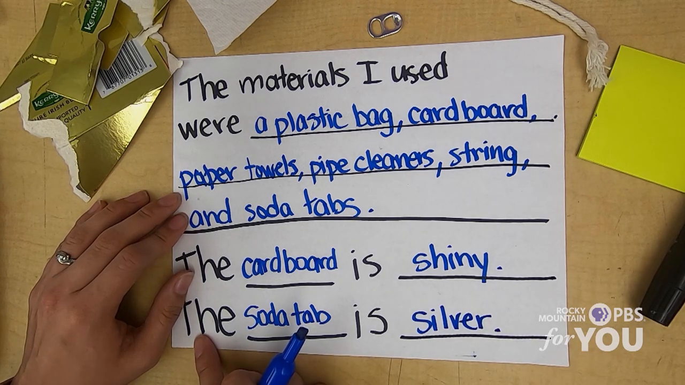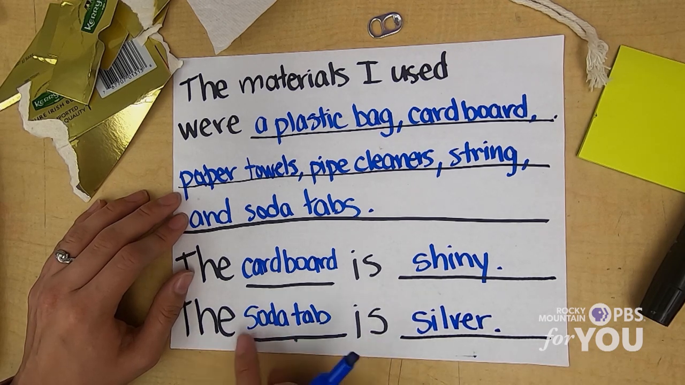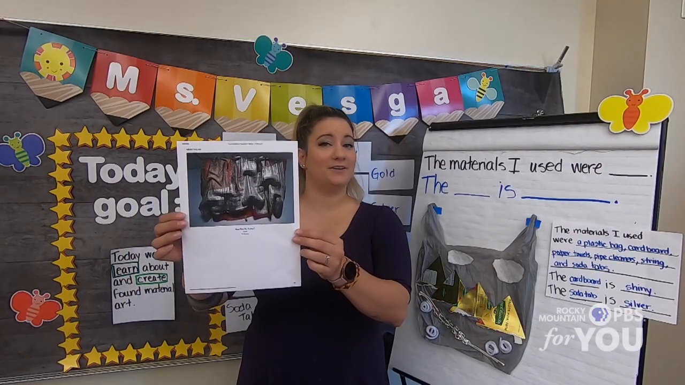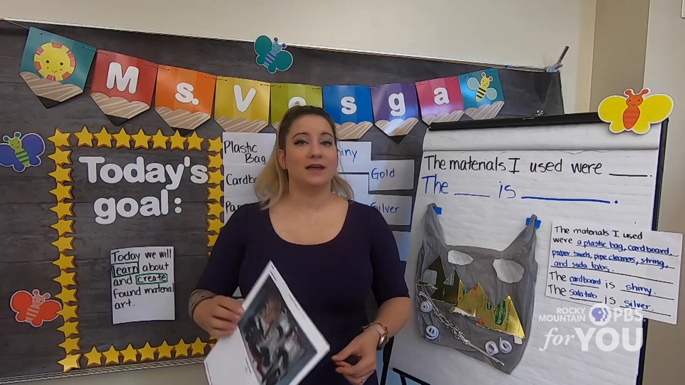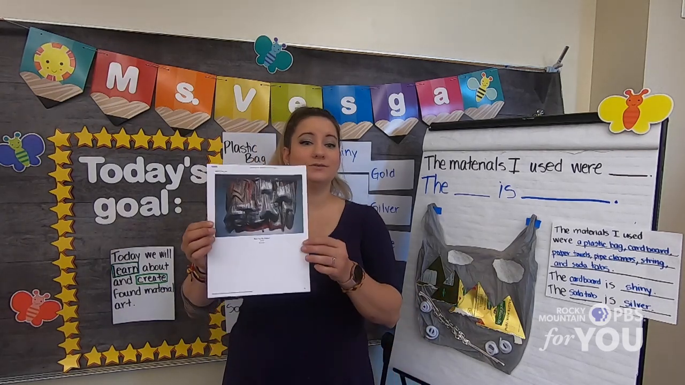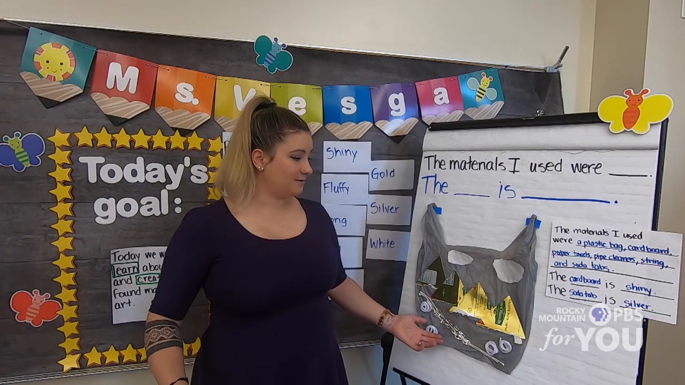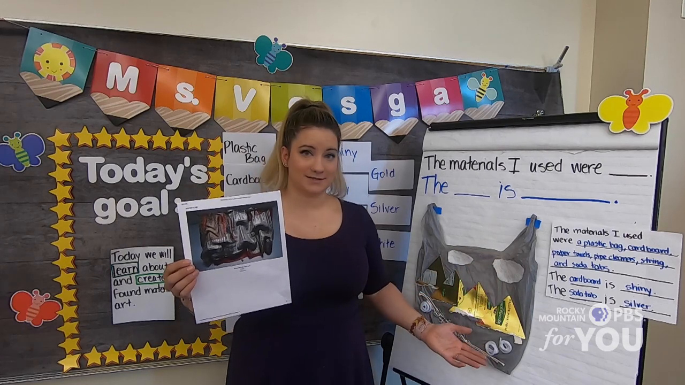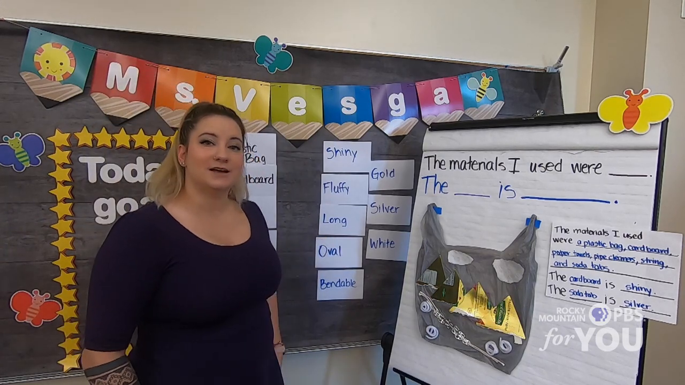Let's read it together one more time. The soda tab is silver. And now it's your turn. Very nice. Friends, thank you so much for joining me today. We learned a lot about El Anatsui's Rain Has No Father. We let it inspire us to create our own found materials art. He used different materials that he found to create his art, and we did the same thing. He was inspired by the Rocky Mountains, and we were also inspired by the Rocky Mountains. We used different vocabulary words and described the different materials that we found.